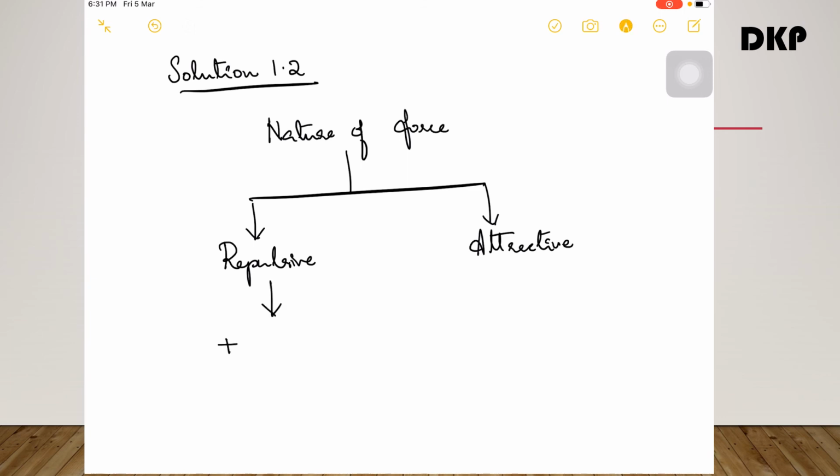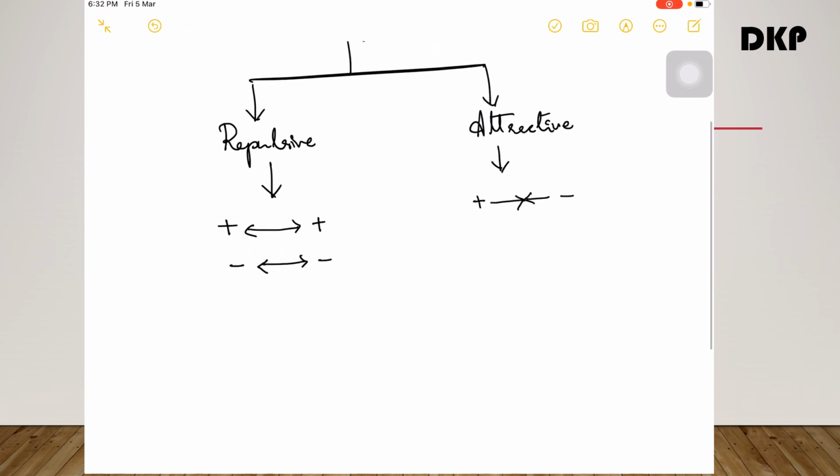When two charges, maybe two positive charges, come closer, they will repel each other. Or when two negative charges come closer, they repel each other. This is called repulsive force. Whereas in attractive force, when two charges, maybe one positive charge and one negative charge, come closer, they are going to attract. Positive charge and negative charge will attract, and that force is called attractive force.